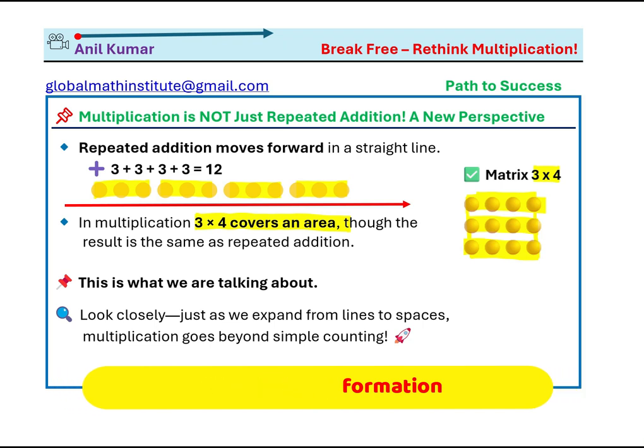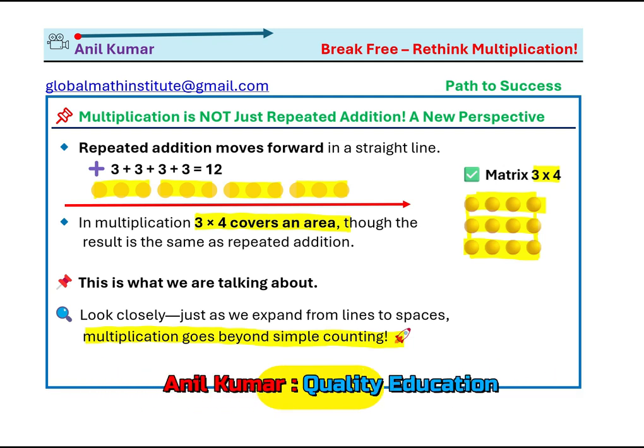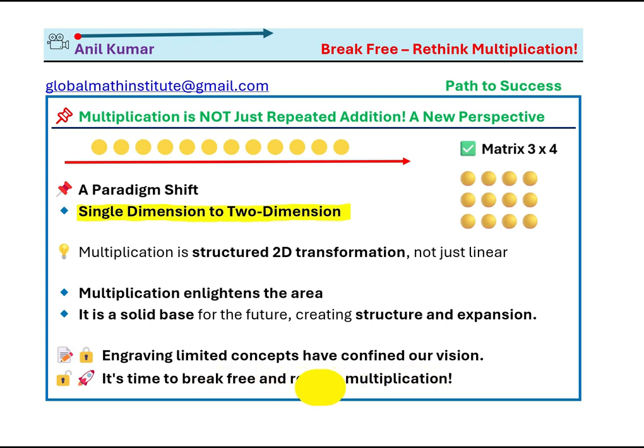Just as we expand from lines to spaces, multiplication goes beyond simple counting. And that's how we apply multiplication in mathematics, not just by representing it as repeated addition. What we have come to is a paradigm shift in our thought from single dimension to two dimensions. This shift is a kind of transformation, right? So, multiplication is a structured two dimensional transformation, not just linear addition. Makes sense, right? Here is how it changes our vision, our thinking.